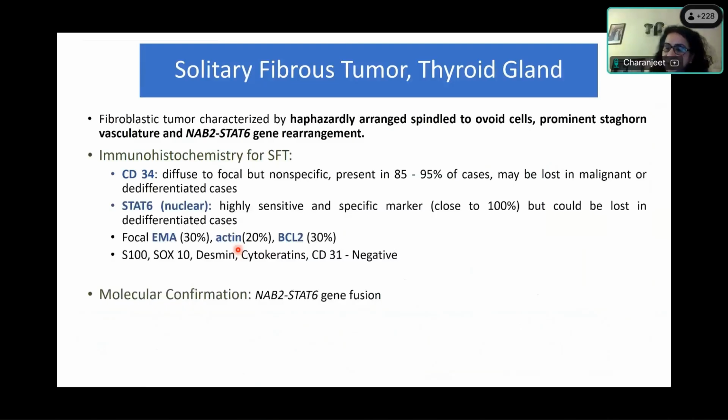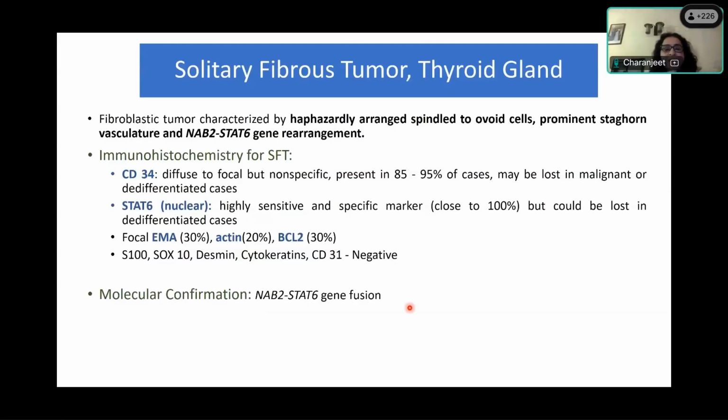And the characteristic morphology that you told, you get that. You have haphazardly arranged spindle to ovoid cells. You have these staghorn vessels. The characteristic molecular abnormality is the NAB2-STAT6 fusion gene. STAT6, of course, is positive. CD34 is positive, and other markers can also be positive. So this is a case of solitary fibrous tumor of thyroid.